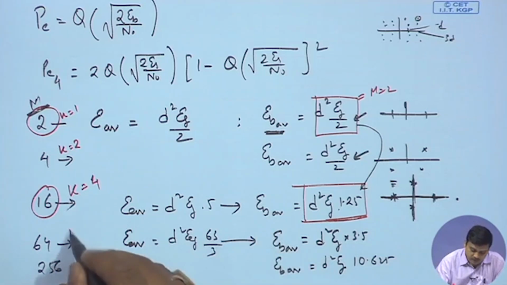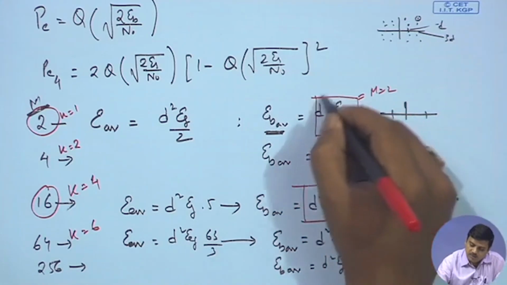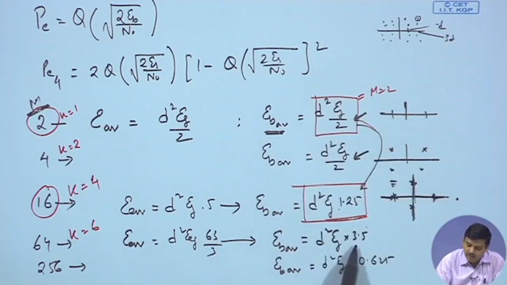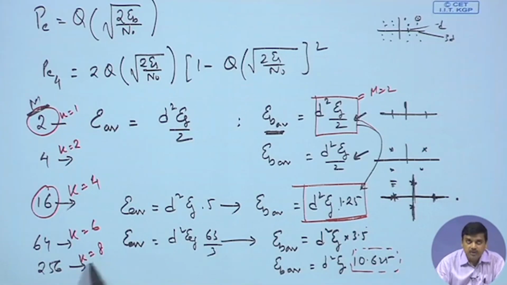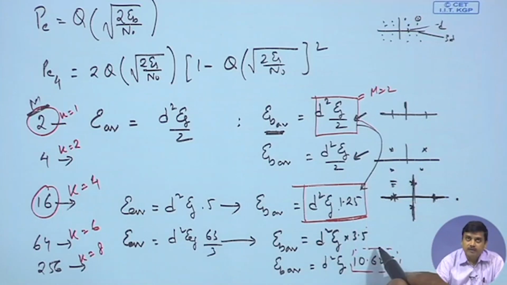If you go to 64 QAM, that means k is equal to 6, what you will find is that this requires 7 times more energy per bit compared to a binary PAM to maintain the same error probability. For 256, that means k is equal to 8, we find it requires nearly 21 times energy per bit. So, what we find is that as we keep increasing the number of bits per symbol, the average bit energy keeps on increasing in a nonlinear fashion. There is a huge amount of excess energy per bit required. So, this is an important message that we need to take.